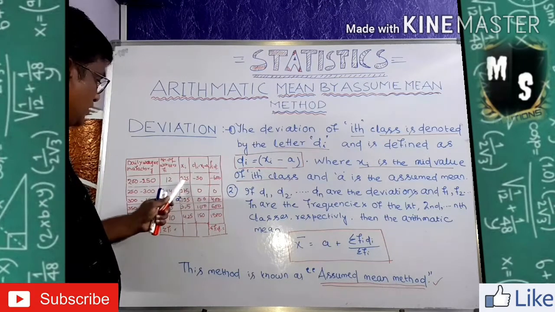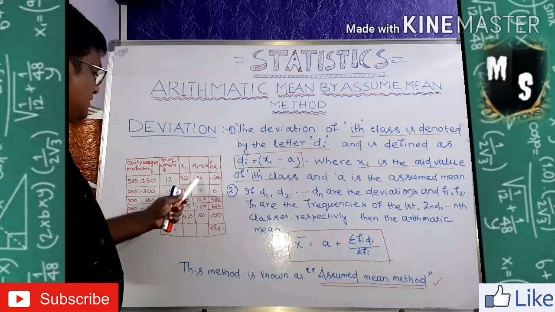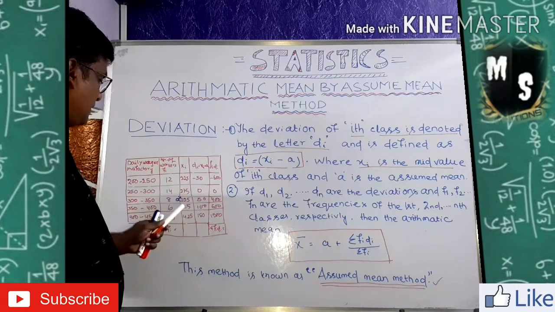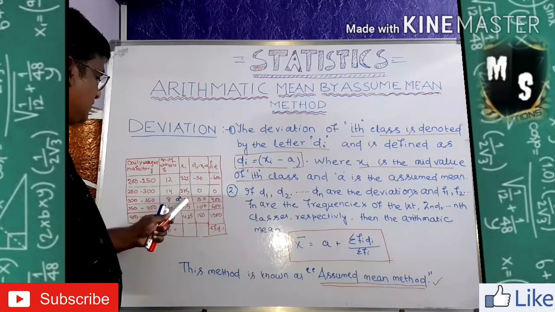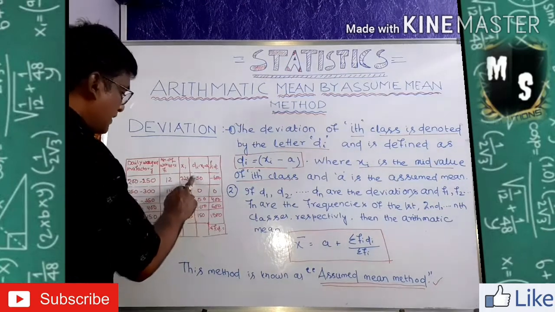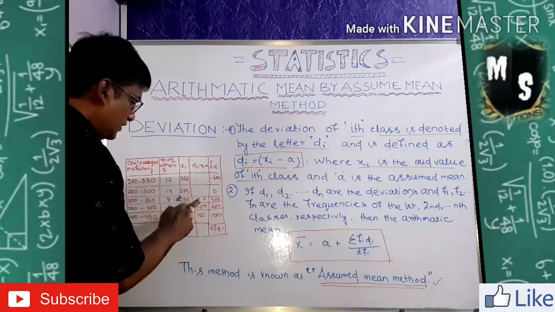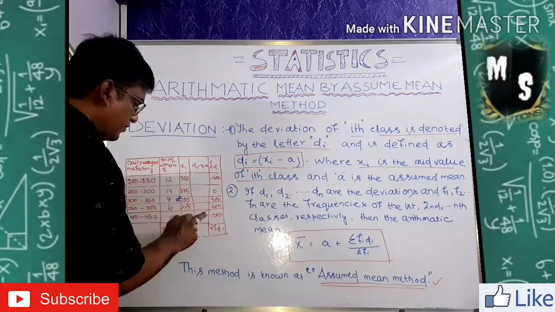Minus A. 225 minus 350. What is coming? This is minus 50. Now it is 275 minus 325. Like that, you have to do the subtraction. Do it on your own. Now I am doing it for you.